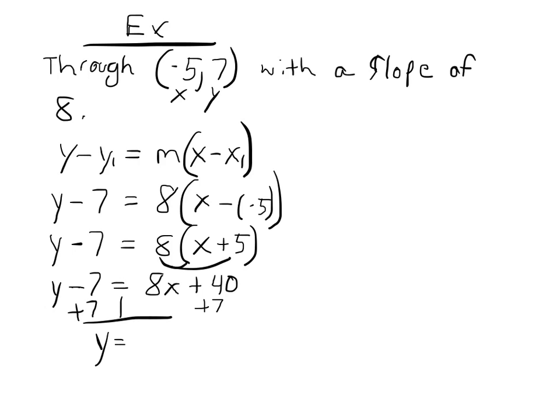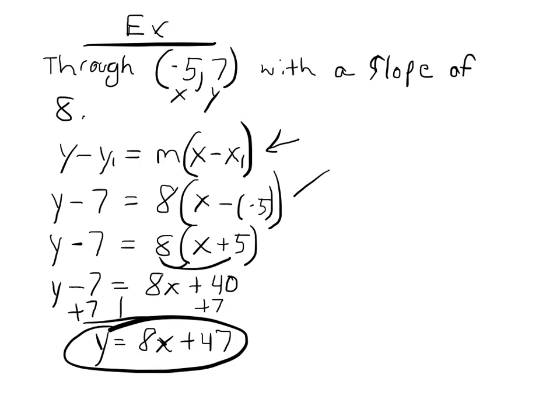So y is equal to 8x, and we only combine the 7 with the 40 because they're like terms, plus 47. Okay. So I just wanted to show you that we essentially started with the point-slope form, and we can convert it to slope-intercept form. We can convert any of these equations to the other ones, okay? And we'll go through another example of that.